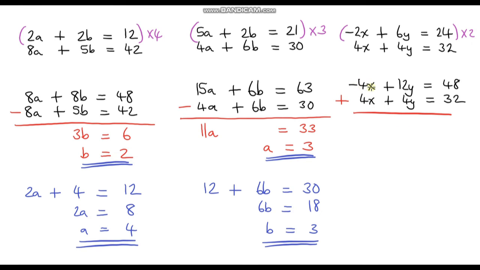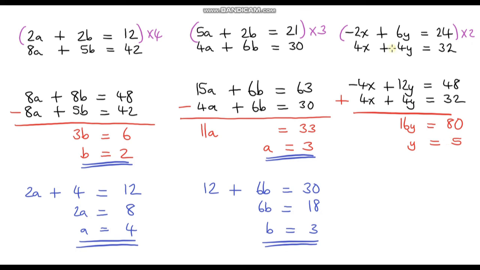So negative 4x plus 4x is 0, so they cancel out, which is what we want. 12y plus 4y is 16y, and 48 plus 32 is 80. So we're left with 16y equals 80. Now if we divide both sides by 16, we get y is equal to 5. So now we've got our value for y.